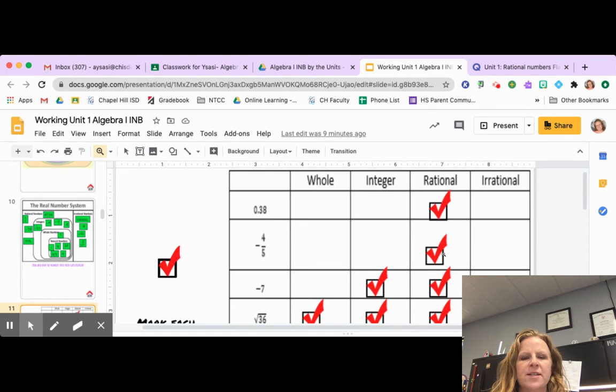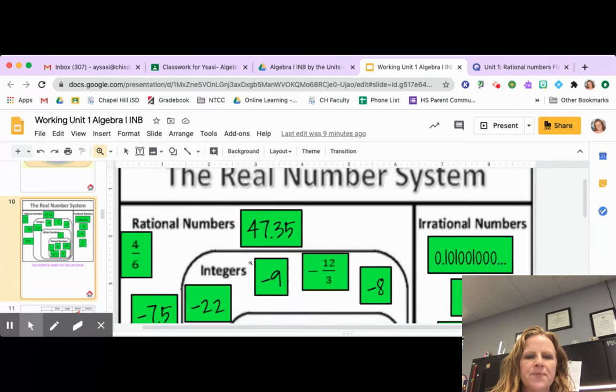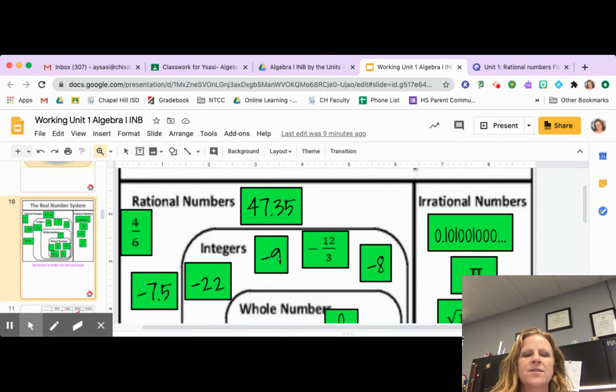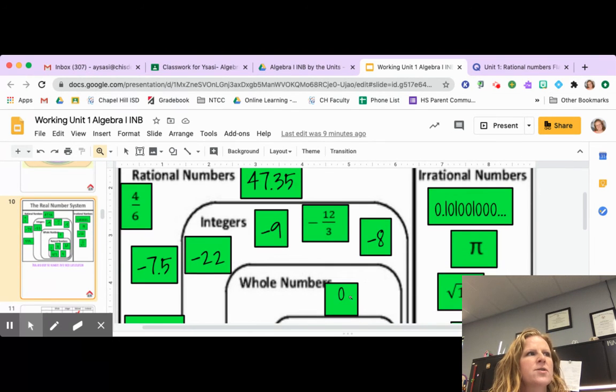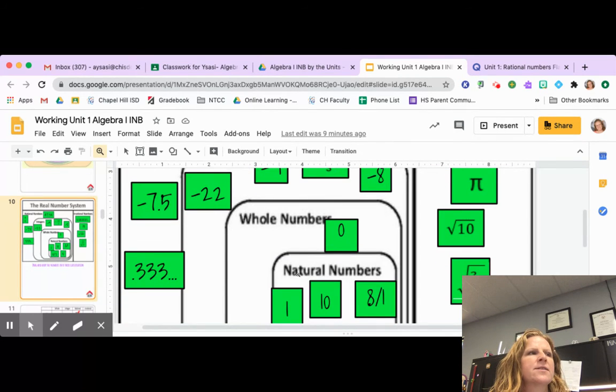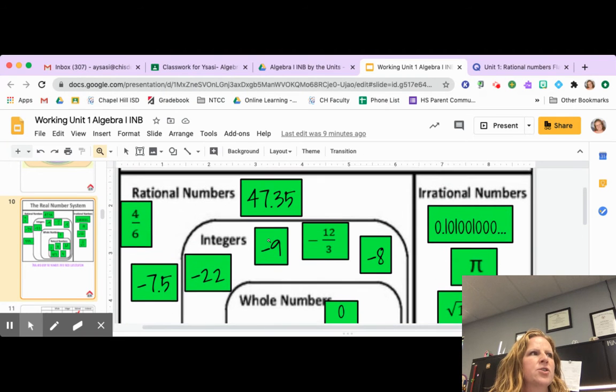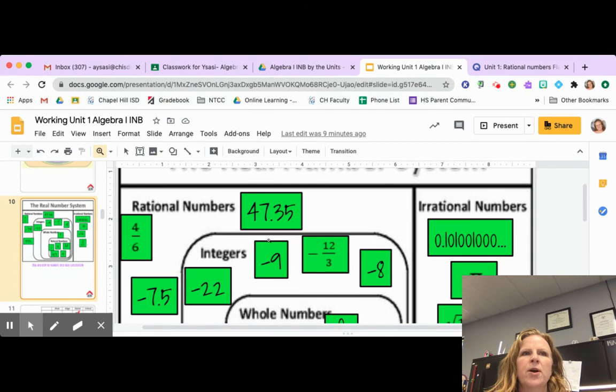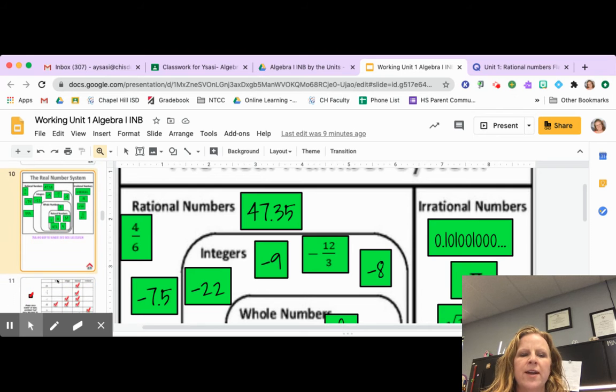Negative 4/5 is rational. Negative 7 is an integer and it's rational. So you're going to check off each one that it is. Because whenever we had our real number system right here, negative 9 is also a rational number. See how it's a Venn diagram? It's also included in the rational numbers. 0 is also an integer and a rational. 1 is natural, whole, integer, and rational. So you want to put a check mark on each one that it's part of.